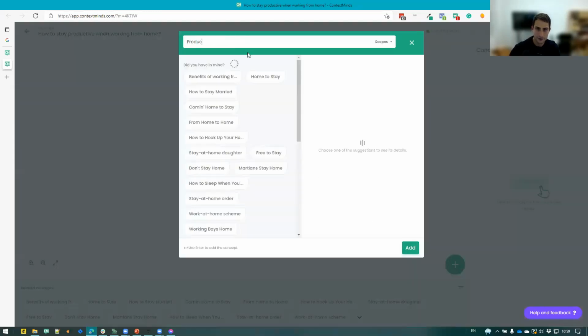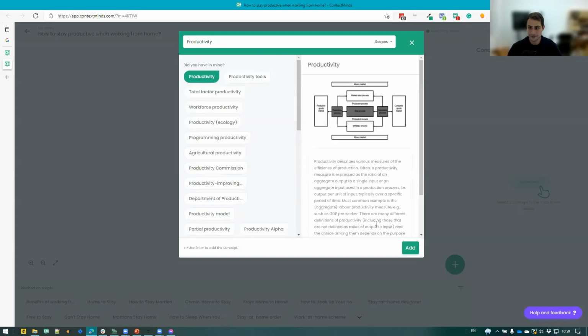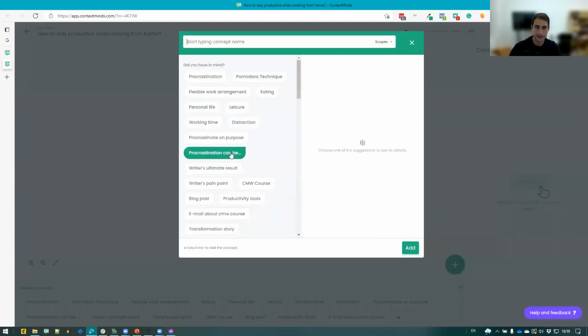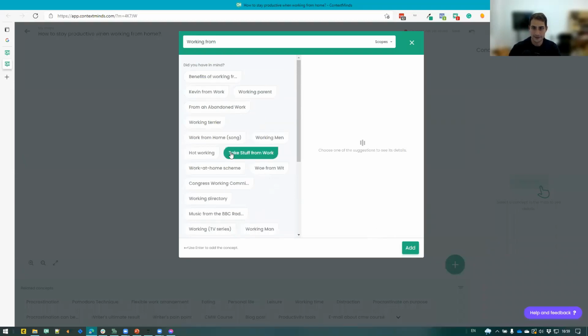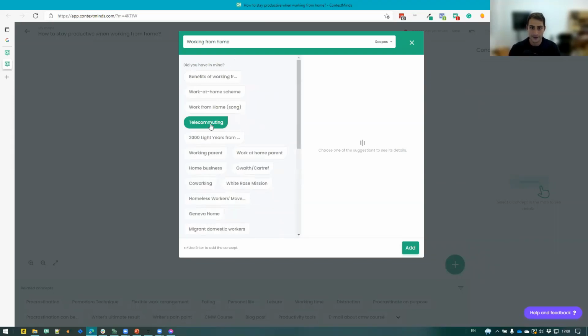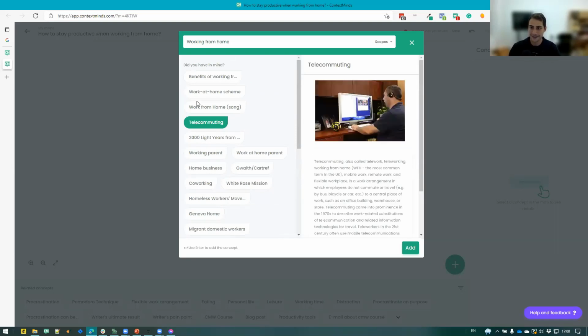So I have productivity. Now notice that I'm using a noun to name the concept. So instead of like be productive, I use the most basic form of the word. So rather productivity, because it's then more readable in the map, and also I can make use of these suggestions that the tool gives me. So productivity, first concept, and working from home is the next concept. Okay, and I can see there is a shorter word for this, telecommuting. So let's use that.